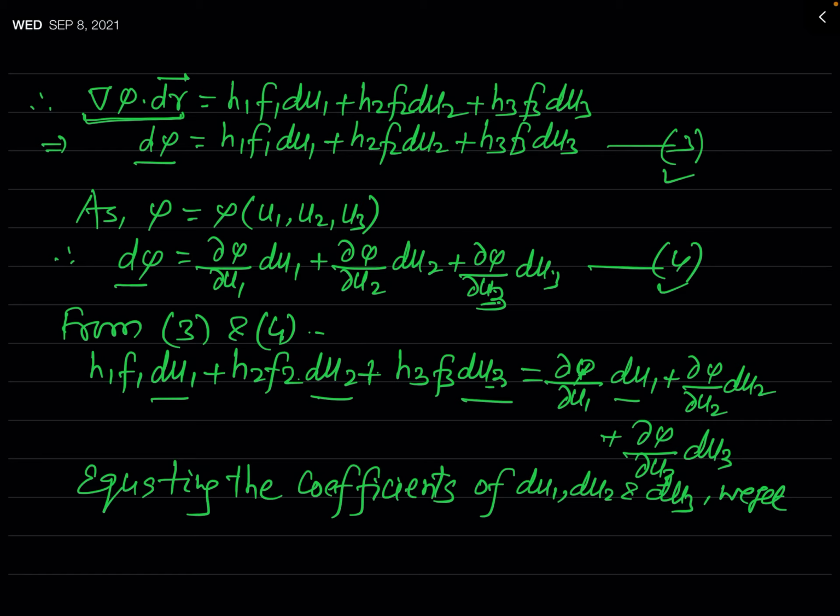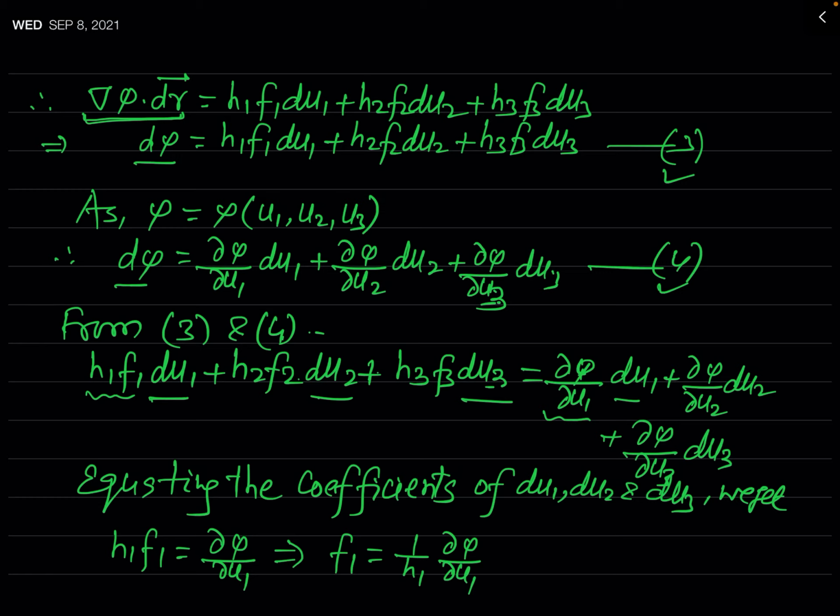In fact, in LHS you can see the coefficient of du1 is h1f1 and that in RHS it is del phi by del u1. So you can write h1f1 is equal to del phi by del u1, and since h1 f1 is equal to del phi by del u1, you can see this f1 will be 1 over h1 del phi by del u1.